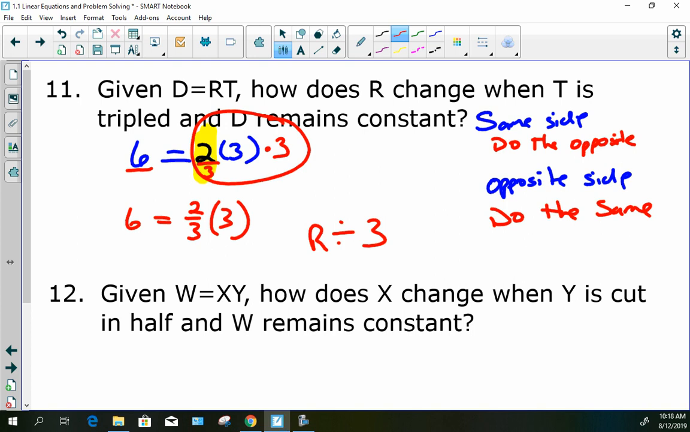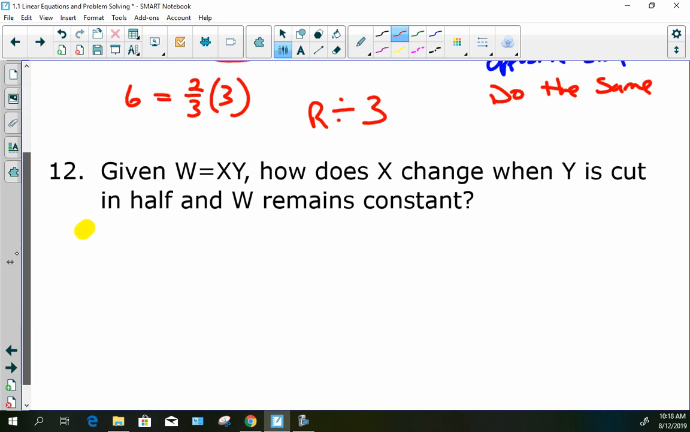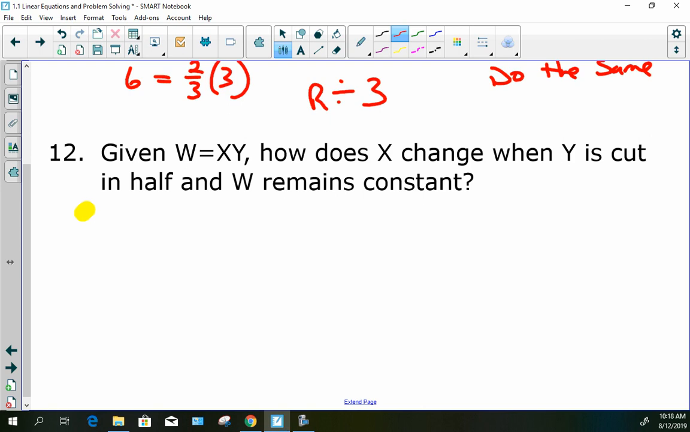Let's look. No falling asleep. Let's look at 12. How does x change when y is cut in half? Same side or opposite side? Same. It's the same side. So you do the opposite. Cut in half. What do you do when you cut in half? You divide. So what's the opposite of division? Multiplication. So x times 2. That's how it changes.